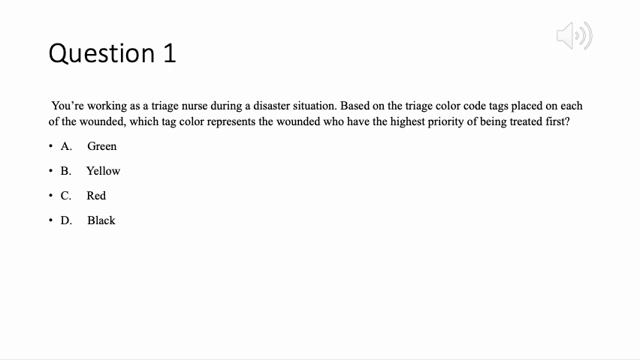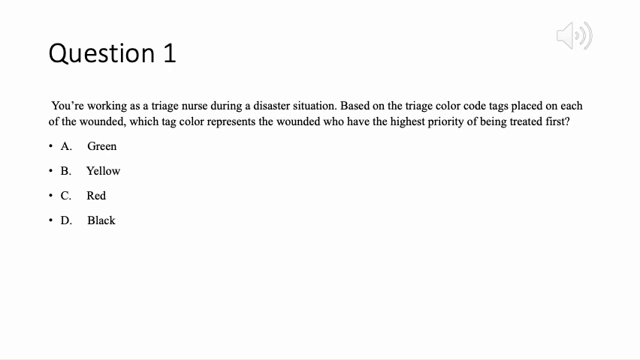This is question number 1. The question reads, you are working as a triage nurse during a disaster situation. Based on the triage color-coded tags placed on each of the wounded, which tag color represents the wounded who have the highest priority of being treated first? Your choices are green, yellow, red, and black.